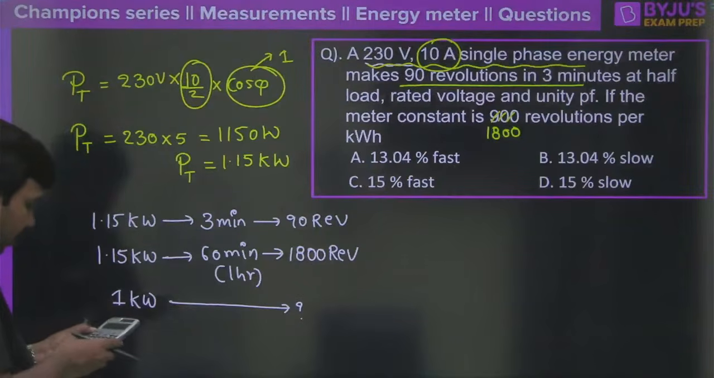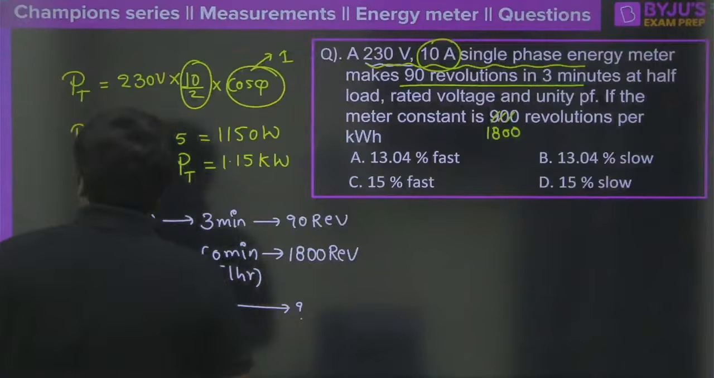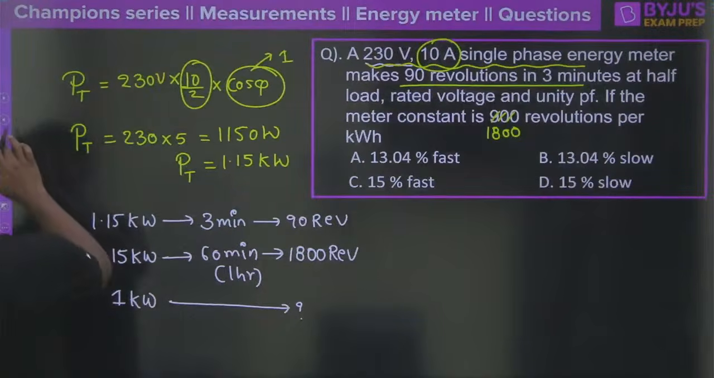Simple logic, 1800 divided by 1.15 here. So how much will it be? Again I will repeat, 1800 divided by 1.15. Without any doubt I can say its value is equal to, can you guess or can you get it?